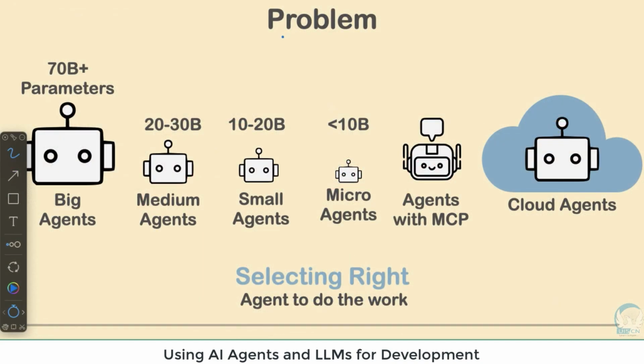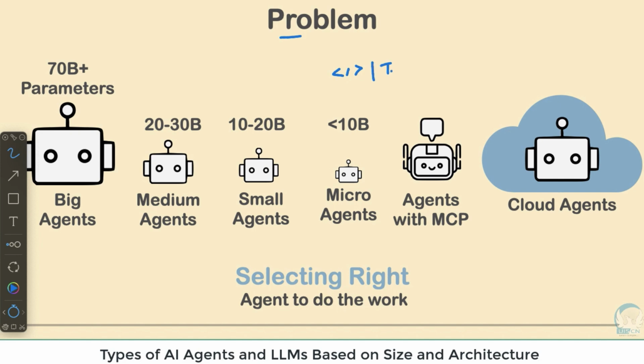So now the next problem is selecting the right agent, which will do our work. When we are developing or testing some application, the agent should be able to understand the code, should be able to understand how to interpret the code or do the testing for us. So the agent should be capable of doing the work which is provided to it.